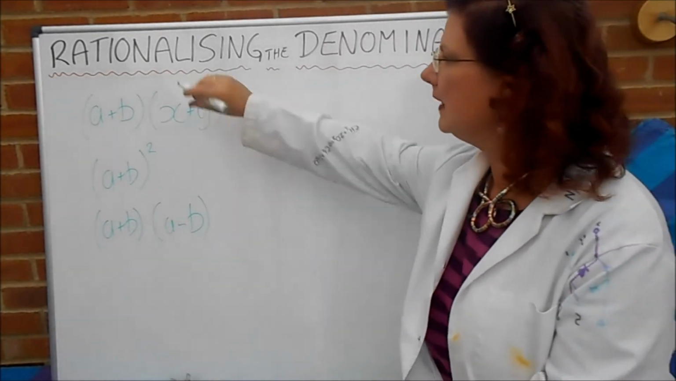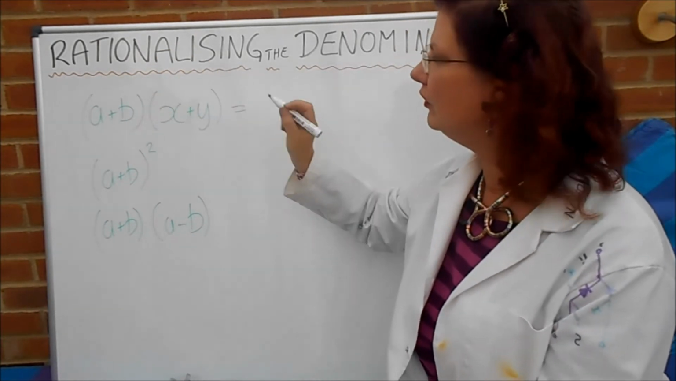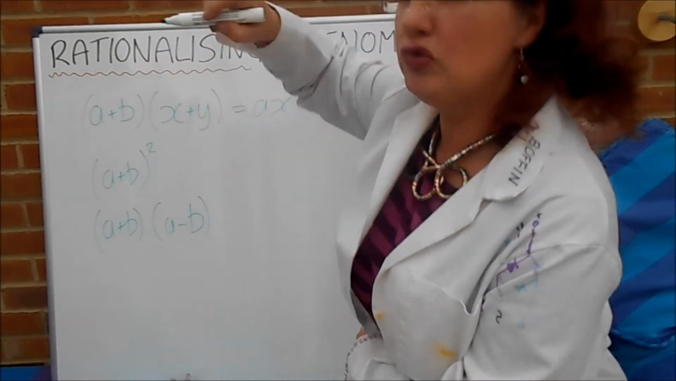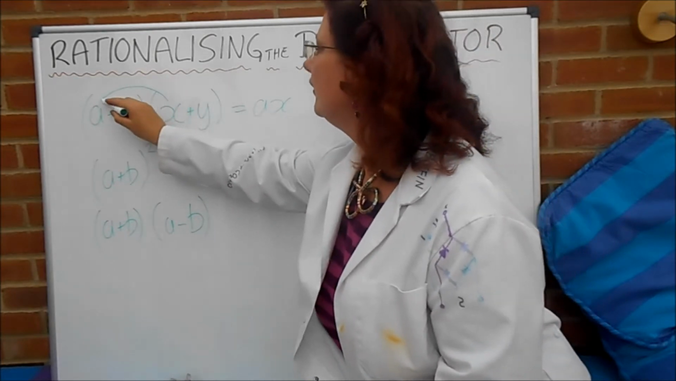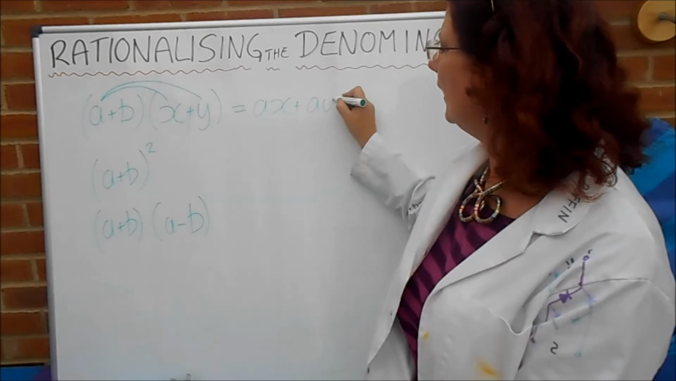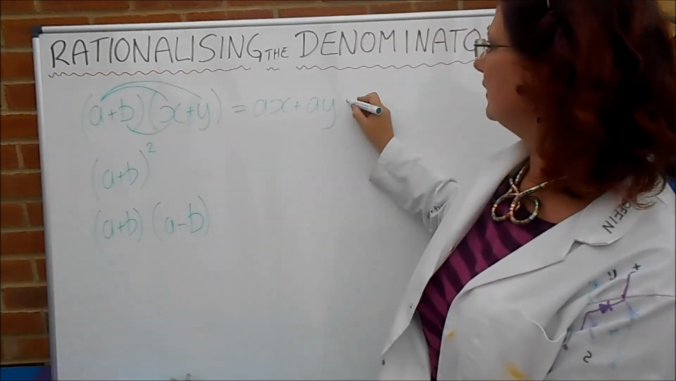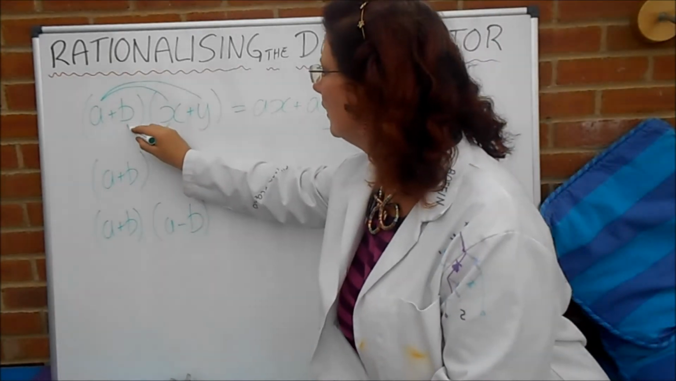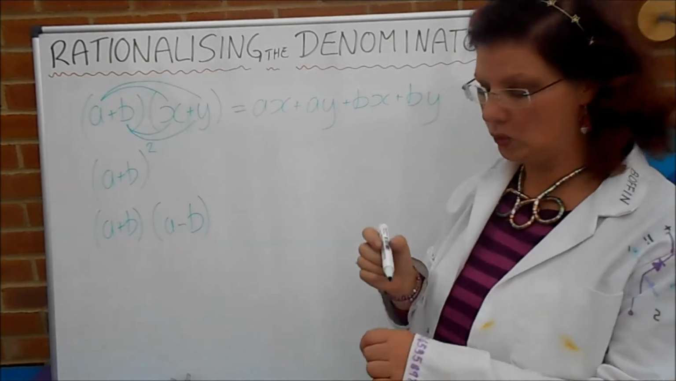Okay? For the first one here, if you use FOIL, then this is your first two. The a times the x gives you an ax. I'm going to draw my dragon claws, I think. And then the outside two, the a times the y, gives you an ay. The inside two, the b times the x, gives me a bx. And the last two, the b times the y, gives a by.